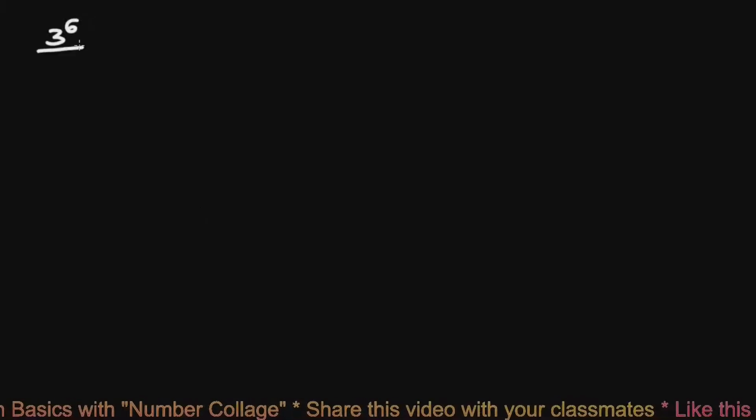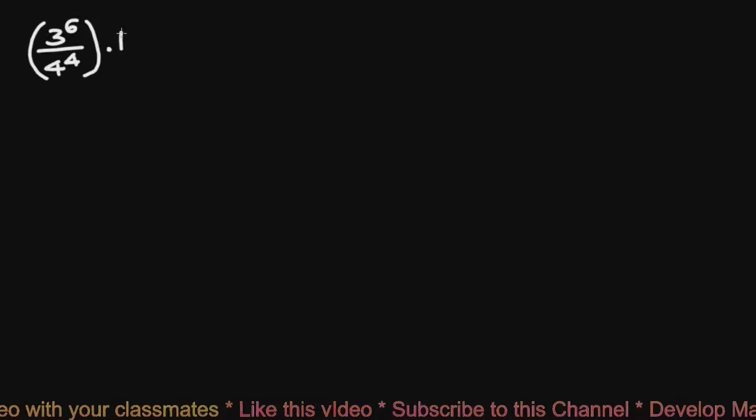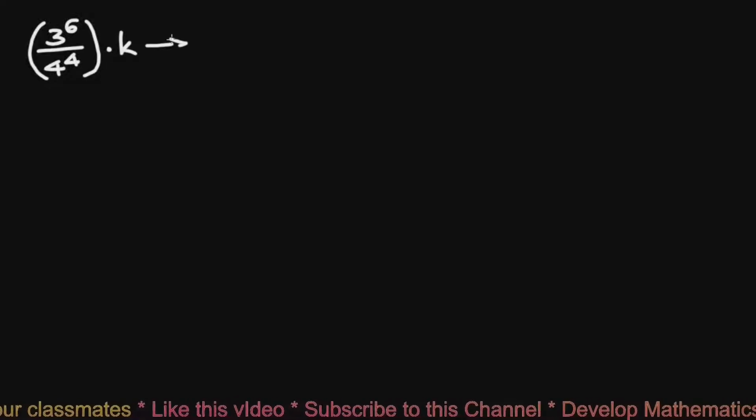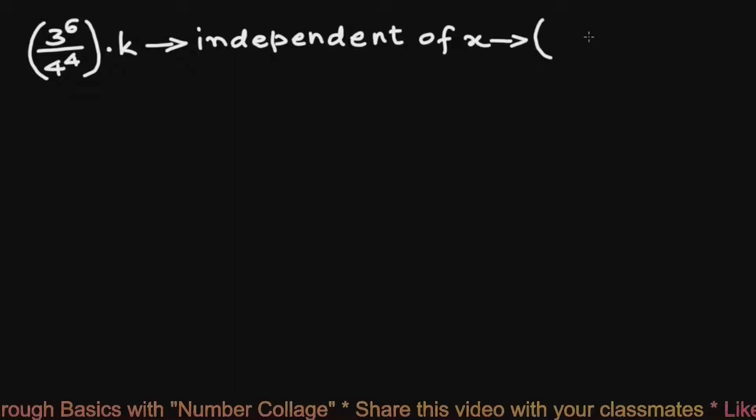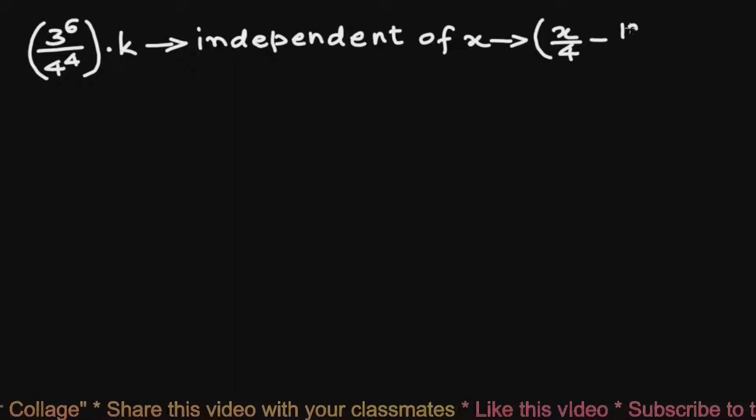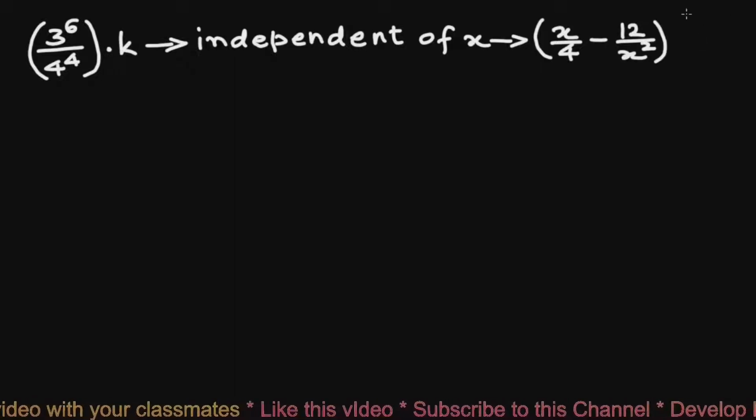Next example is on binomial theorem. We are given that 3 raised to 6 upon 4 raised to 4 times k is a term independent of x in the binomial expansion of x upon 4 minus 12 upon x square raised to 12.